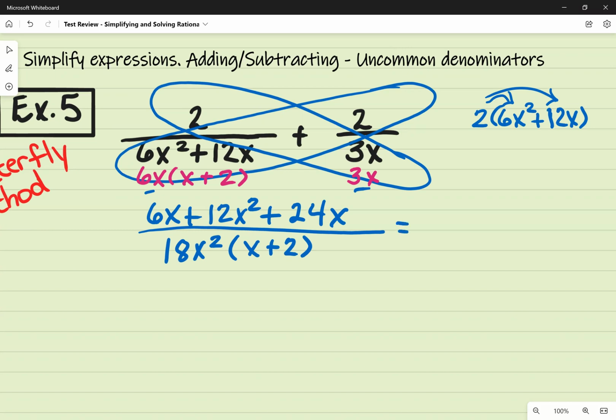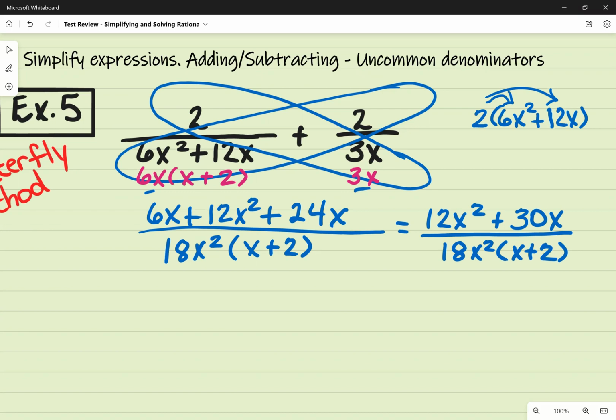If I go back to the numerator and I rewrite it in standard form and then combine like terms, I'm going to have 12x squared. And then I have 6x plus 24x, which is going to be plus 30x, all over 18x squared times the quantity of x plus 2. I can further simplify the numerator.